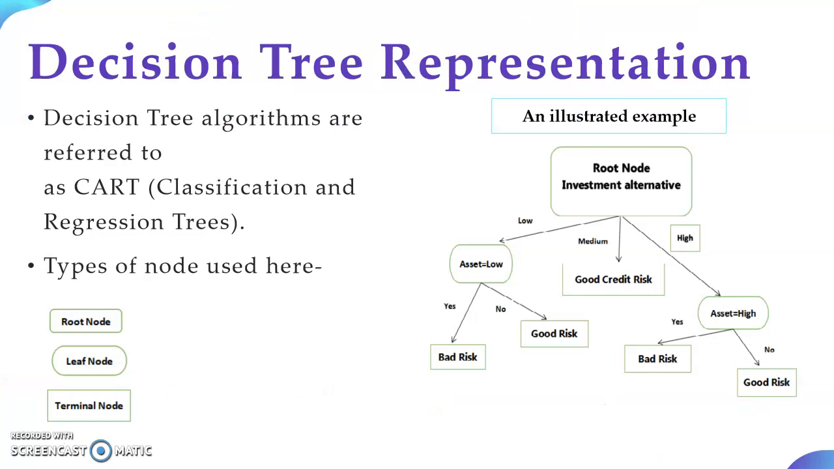The next part will be decision tree representation. Decision trees classify instances by sorting them down the tree from the root to some leaf node, which provides the classification of the instance. An instance is classified by starting at the root node of the tree, testing the attribute specified by this node, then moving down the tree branch corresponding to the value of the attribute as shown in the figure. This process is then repeated for the subtree rooted at the new node.